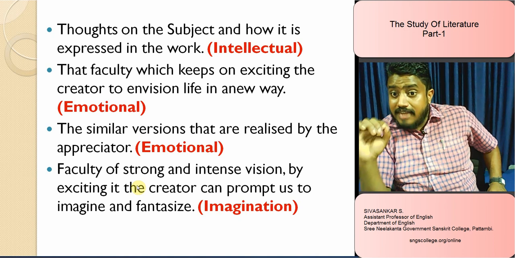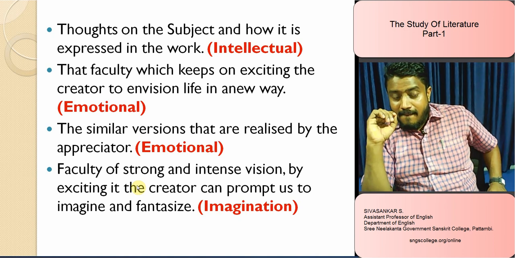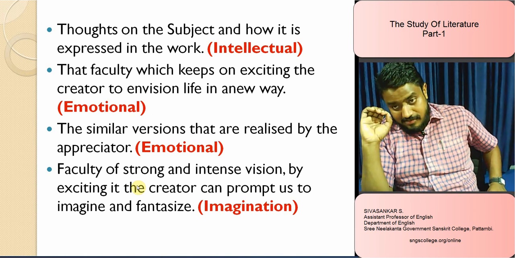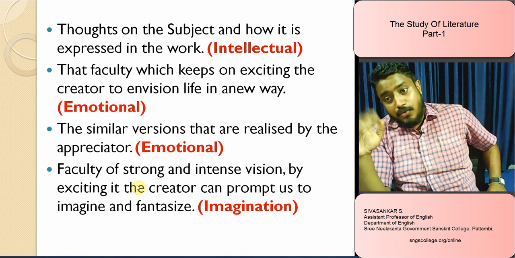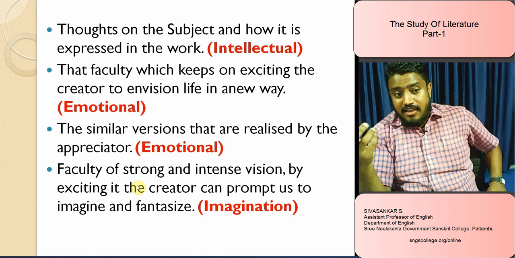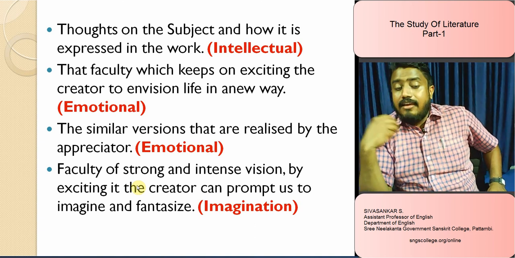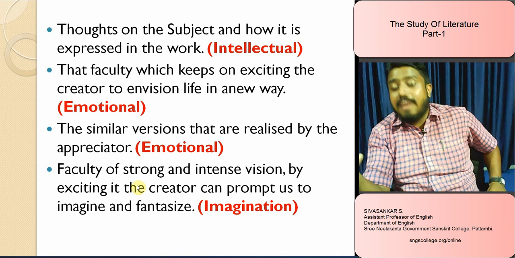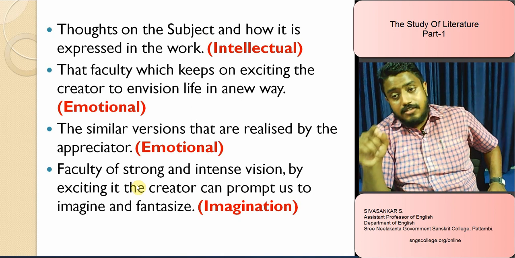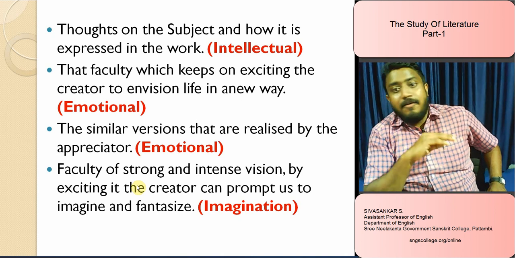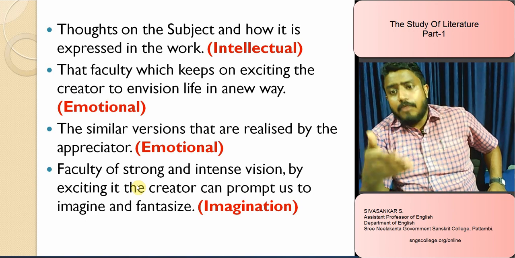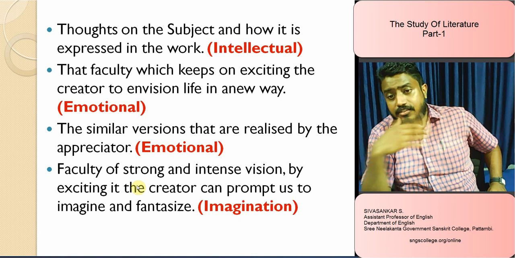And then comes imagination and fancy. So imagination and fancy, these are faculty of strong and intense vision. If you are imaginative, it means you have a vision. So this strong and intense vision is exciting the creator and can prompt us to imagine and fantasize. You must be remembering how romantic criticism has talked more and more about imagination and fancy, especially when it comes to Samuel Taylor Coleridge and his poetry and his theory of poetry.